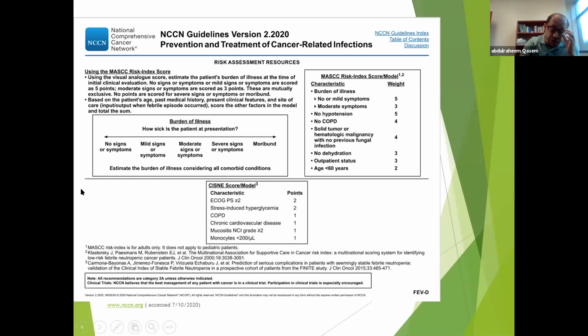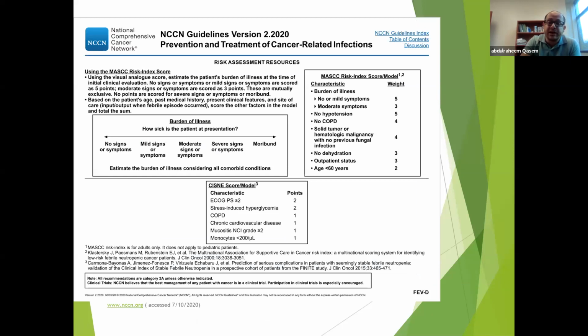So when you evaluate the patients and send the cultures, you give them the first antibiotics, and then in your mind, you do your assessment of how sick the patient is, and you do what we call risk assessment. There are 2 important models that we use to help us identify how sick the patient is, and whether it would be better to treat this patient in the hospital or send them home.